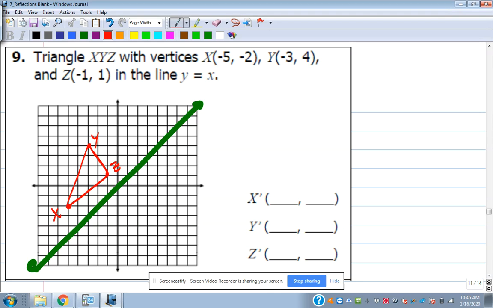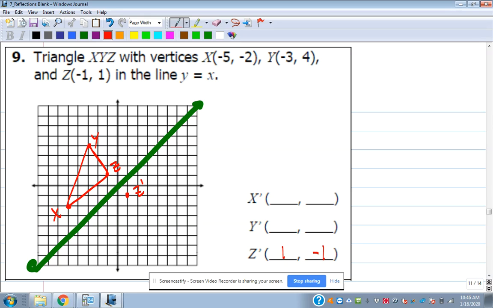The diagonal distance there is a little tough to just count. But if we count up 1 and then in this direction go down 1, it's going to be the same distance diagonally. So that would be here, and that would be Z prime. And that ordered pair is what? 1, -1.